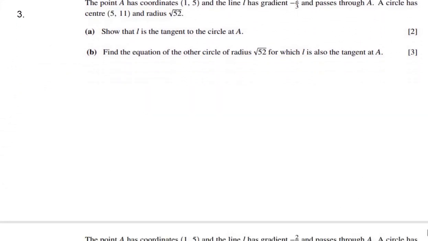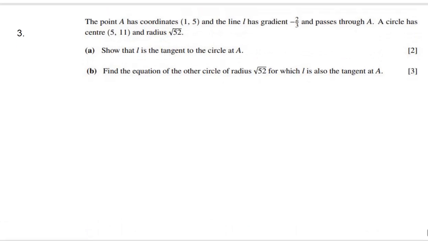Here, it says that I've got point A, and it's got coordinates, and I've got a line with a slope of negative 2/3. And so then it passes through A. So that passes through this point right here. The line passes through that point there, and a circle has a center of 5, 11, and then the radius of square root of 52. So the first thing they want to do is they want to show that L is tangent to the circle at A.